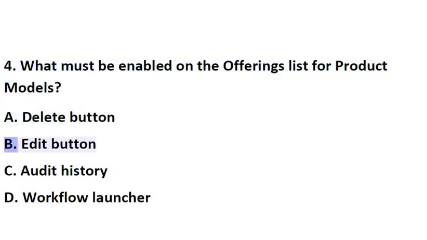4. What must be enabled on the offerings list for product models? A. Delete button. B. Edit button. C. Audit history. D. Workflow launcher. Answer: B. Edit button.